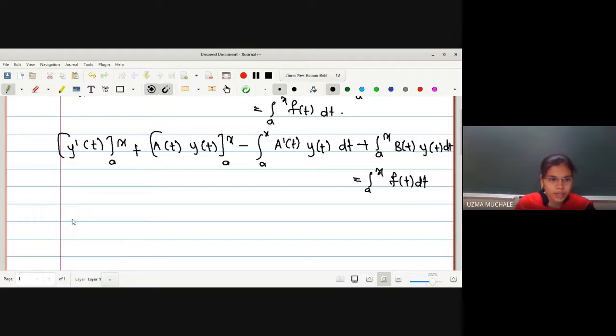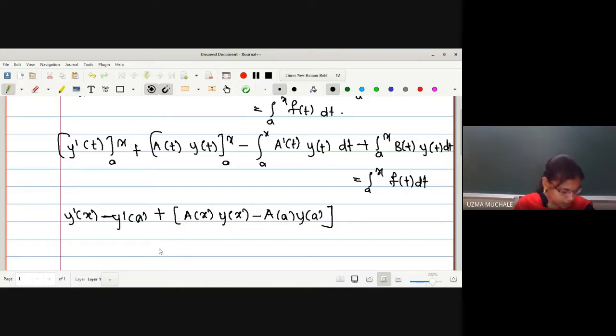Okay. Now next we can apply the limits, and we can have it is y dash of x minus y dash of a. There is no value of y dash of a given to us. We will calculate this afterwards by putting x equals to a everywhere, and we can get the value of y dash of a. Plus next term we can substitute the value here, upper and lower limit. So it will be something a of x minus a of a y of a.